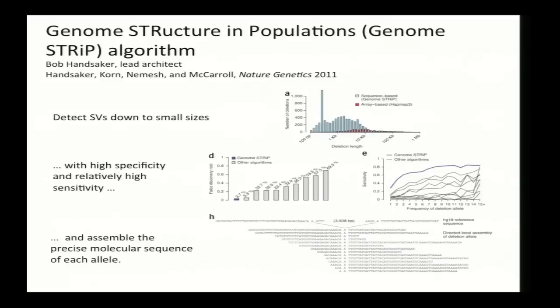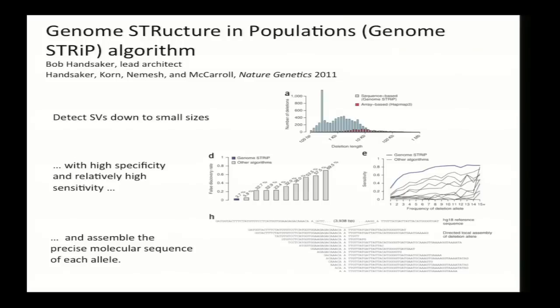And just to give you a taste of what it's possible to do, this histogram and the red bars show the distribution of sizes of copy number variants that were ascertainable by array-based platforms, and you can see a peak down around 10 kilobases. But with Bob's approach, in the same samples, there's now been made visible a far larger number of much smaller structural variants.